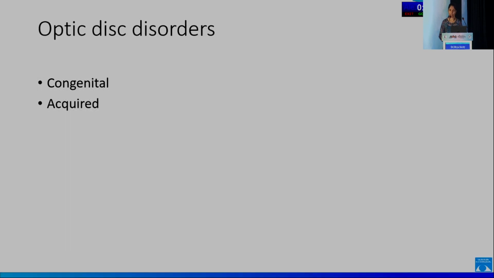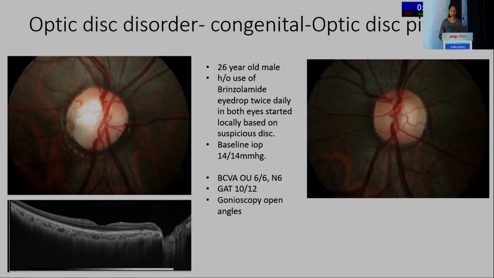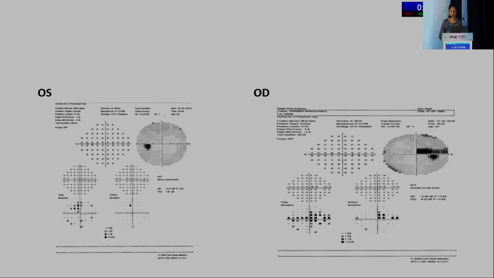Other optic disc disorders which can be congenital or acquired can also cause visual field defects which can mimic glaucoma. This is an example of a 26-year-old male who was started on glaucoma medication based on a suspicious disc. On examination, the right eye disc shows an optic disc pit inferiorly without any maculopathy, and the visual field test is showing enlargement of the blind spot and central defects.